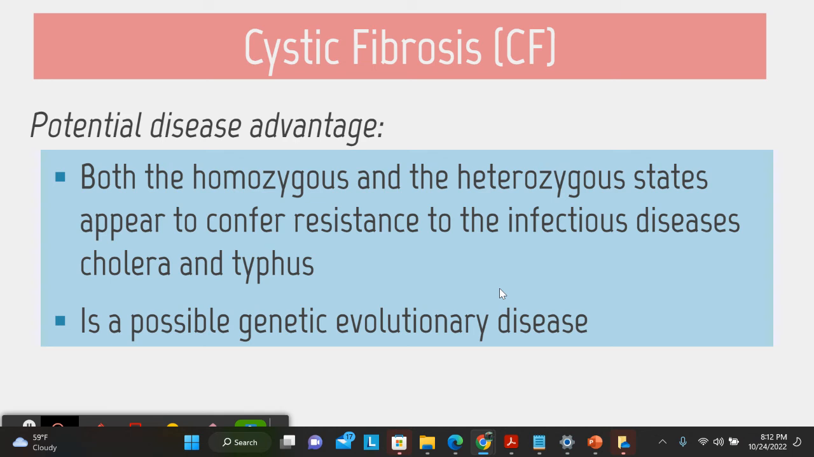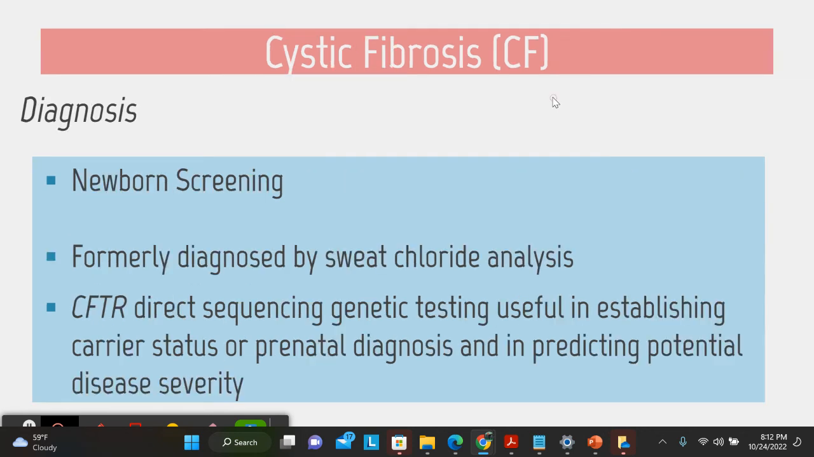So, the potential disease advantage, similar to sickle cell: cystic fibrosis carriers have a slight advantage in that they are resistant to the infectious diseases cholera and typhus, which were once very common in Europe. So, there's a possible genetic evolutionary thing there, that people who had this mutation in the CFTR gene, but only had one copy, lived longer because they didn't die from cholera or typhus.